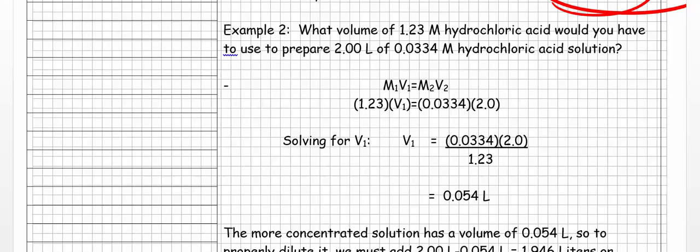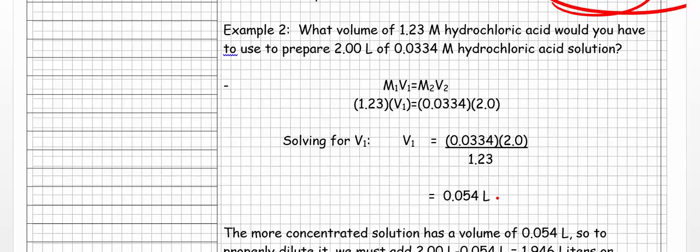So we're going to use our formula, M1V1 is equal to M2V2. So what's the molarity of the more concentrated solution? Well, again, it's 1.23 molar. And the question is, what's the volume that we would need to use? So that's V1. That's equal to 0.0334 times 2.0. And we're going to solve for V1. So when I solve for V1, I get 0.0334 times 2.0 divided by 1.23, and I get this volume right here. So this is the volume that I would use.